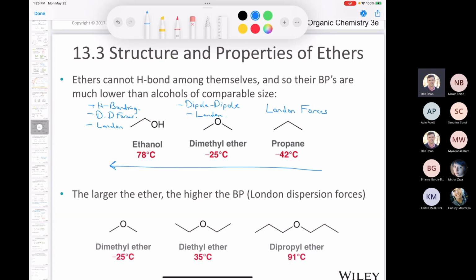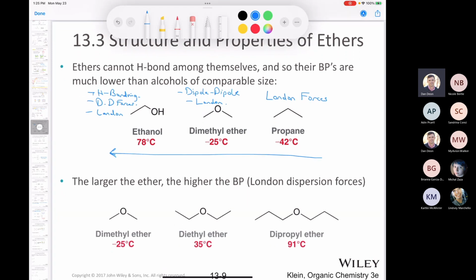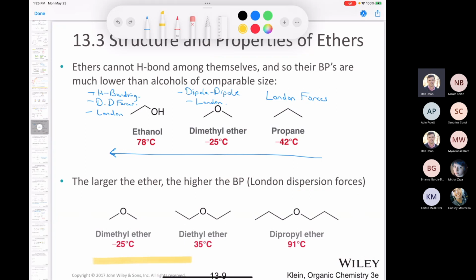If we compare different ethers, even though they all experience London dispersion forces and dipole forces, the same intermolecular forces across all three of these ethers, why does the boiling point increase as we go from dimethyl to diethyl ether to dipropyl ether? It's because of the increased London dispersion forces.